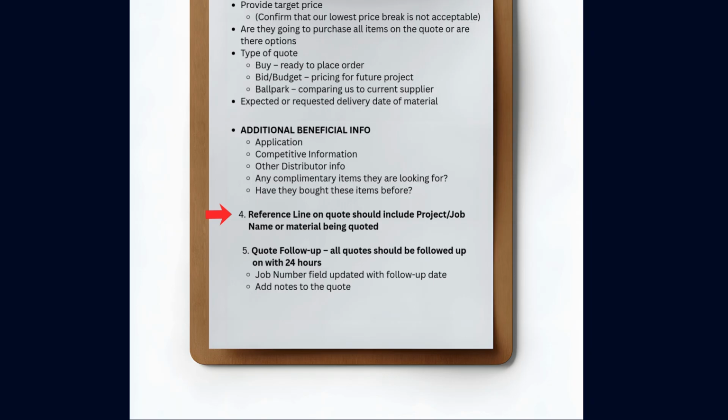First, every quote should have a reference line that includes the project or job name or the material being quoted. This helps everyone know exactly what the quote is for at a glance. Next, remember to follow up on all quotes within 24 hours. A quick follow-up shows our customers we're attentive and keeps projects moving. When you follow up, update the job number field with the follow-up date. This keeps our tracking accurate and up to date. And finally, don't forget to add notes to the quote, especially details from your follow-up conversation. That helps the whole team stay informed.